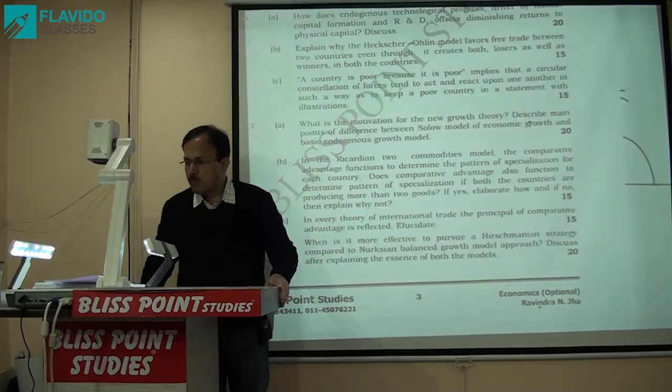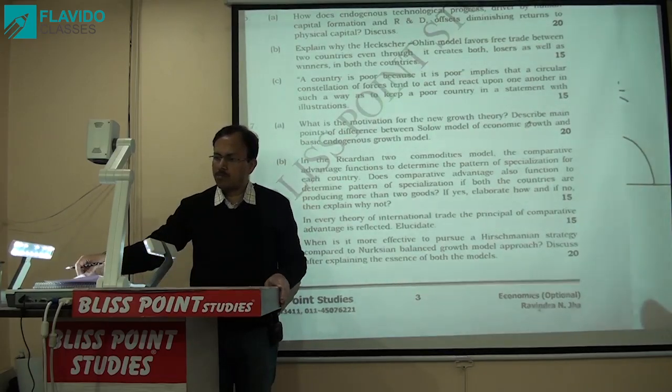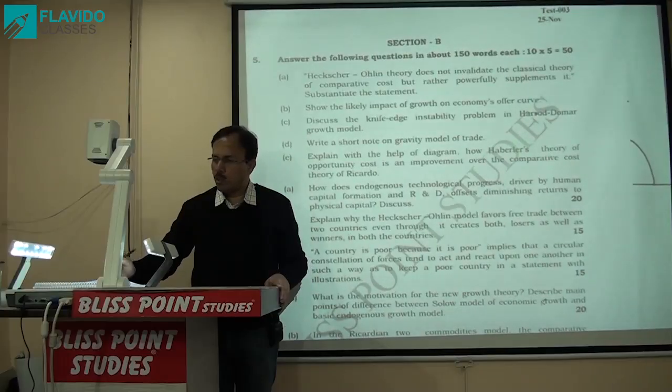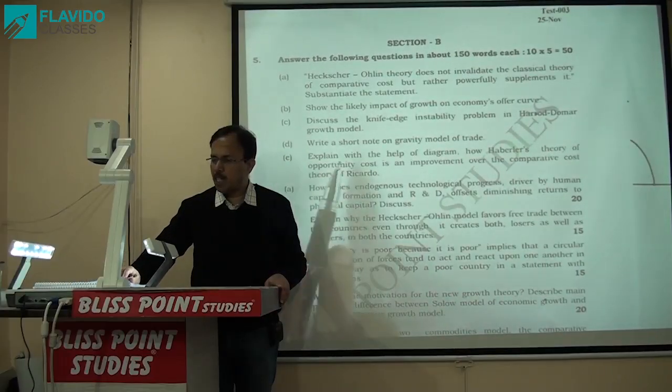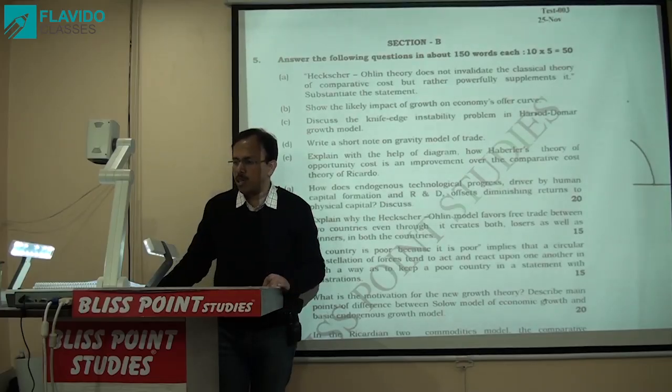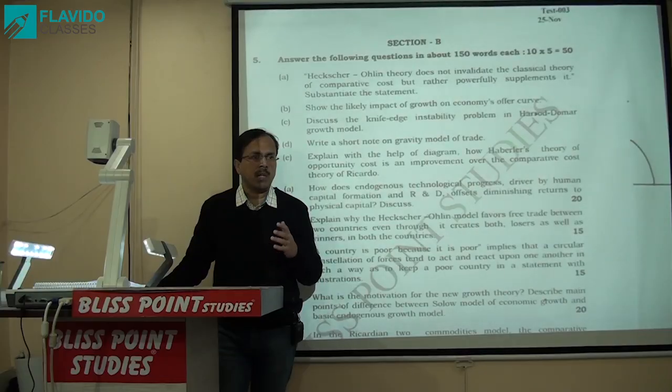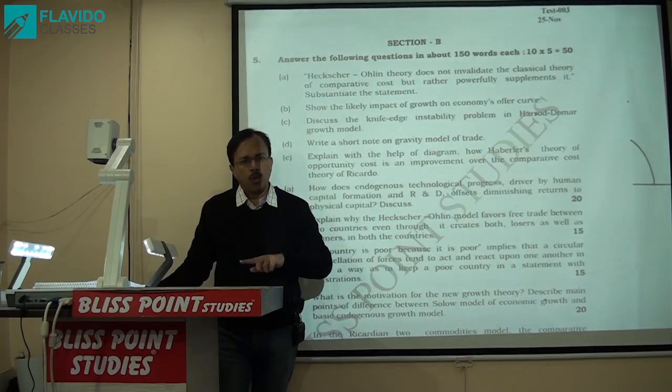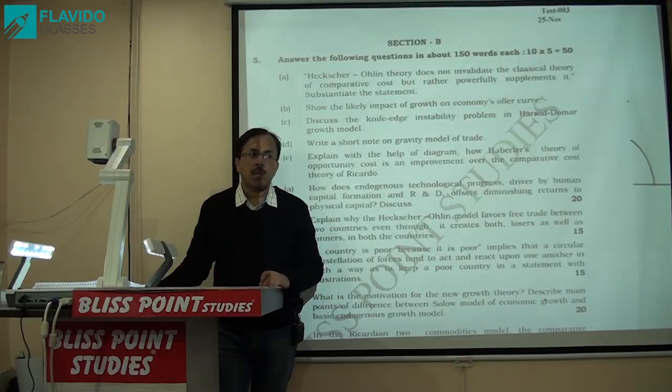Same argument was basically followed by Haberler. If you go with this 5th E: explain with the help of diagram how Haberler's theory of opportunity cost is an improvement over the comparative cost theory of Ricardo. So the difference between Ricardo and Haberler is that Ricardo considers that opportunity cost is the same, constant, so the line will be straight, and in Haberler it is concave to the origin, representing increasing opportunity cost.